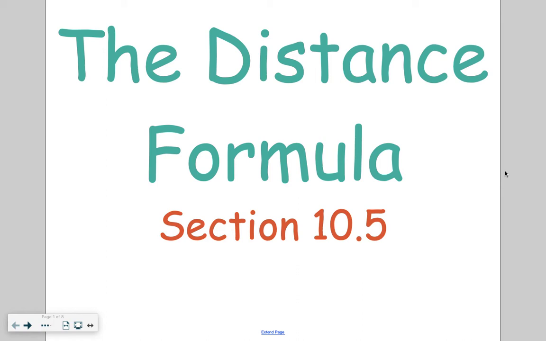We're going to spend the next 3 days on section 10.5. The first part we're going to cover the distance formula, so this is what's going to be covered in the first video. The next one will be a particular application of the distance formula, and then that last video will be the midpoint formula. So the next 3 videos are going to cover section 10.5.